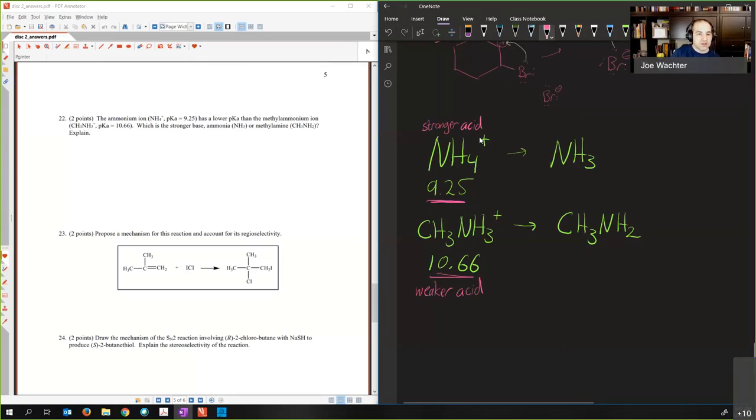So going back to the question, when it says which is the stronger base, the acid and the conjugate base strength are always opposite. So the stronger acid is going to be with the weaker base. And the weaker acid gives the stronger base. Right? So the answer for this one is that methylamine is the stronger base because it's the conjugate base of the weaker acid. All right, any questions about that one?